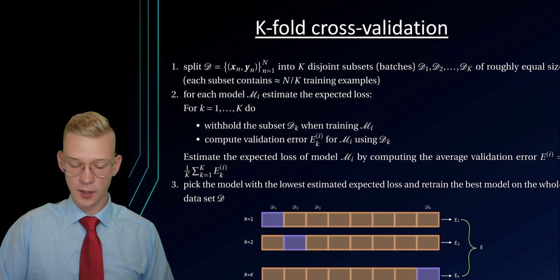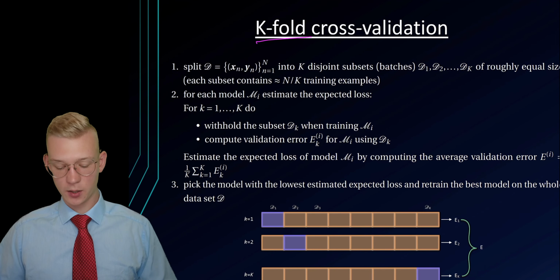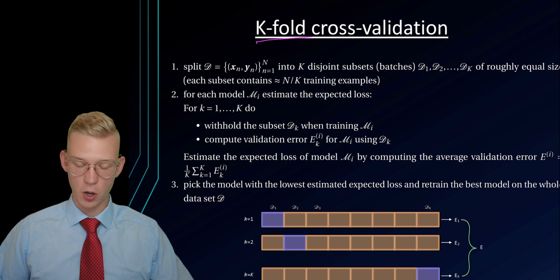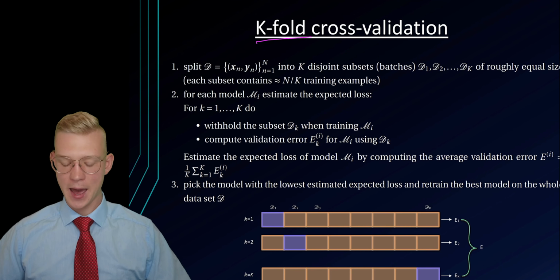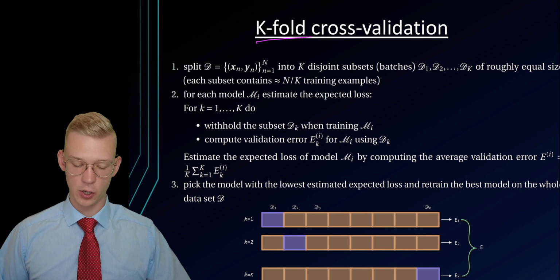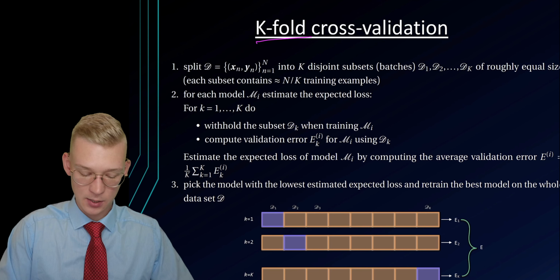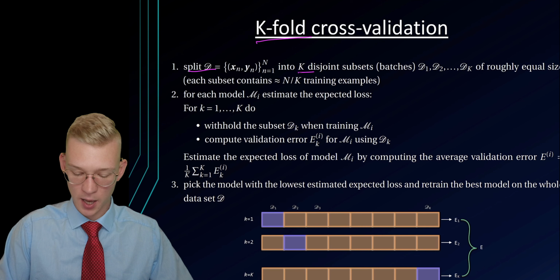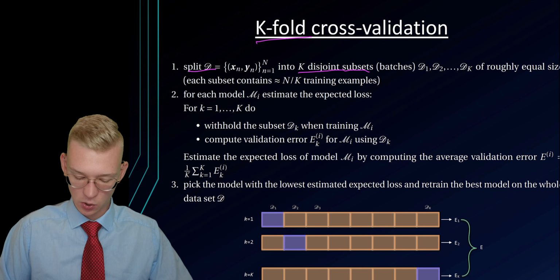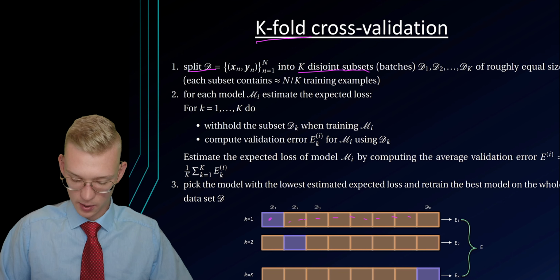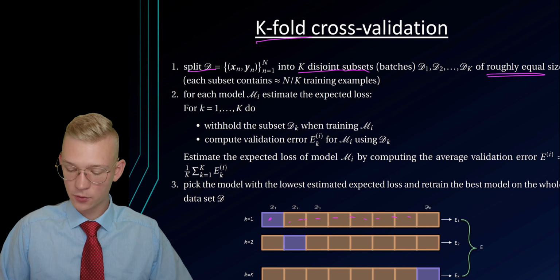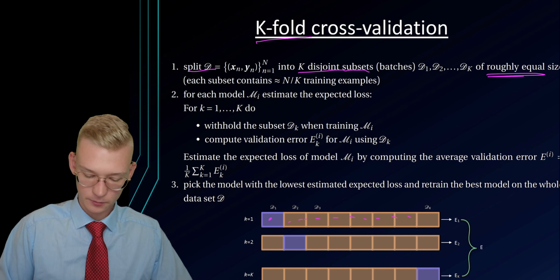This is also called k-fold cross-validation. And we can do that also for each model. So if we have multiple models, we can do that multiple times and get an accurate prediction of our expected loss. And the algorithm is like this. We split our data into k disjoint subsets. So data points that are here are not in the other sections, and they have to be roughly equal size.